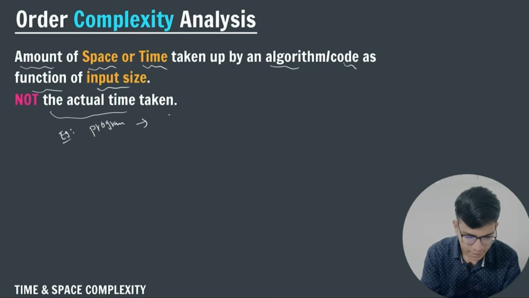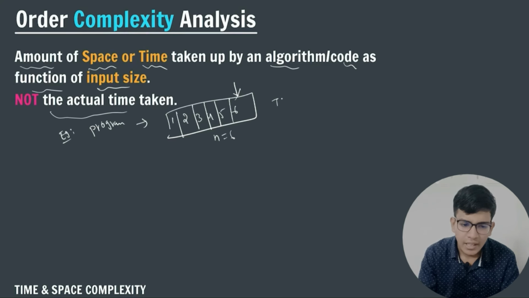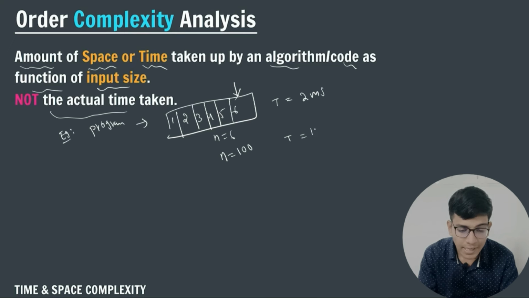We have written a program. Let us consider that this is my given array of size 6: 1 2 3 4 5 6, and I am performing linear search for finding the largest element present here. So the largest element is here, right? This is the worst case actually. Here the number of elements is 6. Let us consider that the time taken is 2 milliseconds. Now I am giving input n equals 100. For this input size, let us consider that the time taken is around 100 milliseconds.